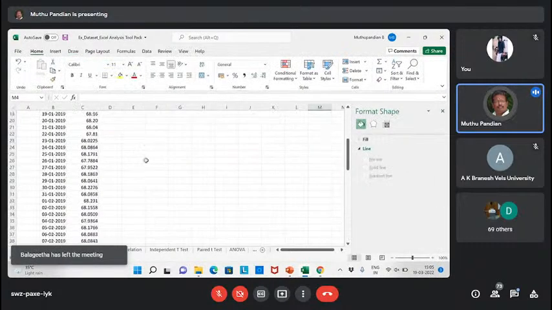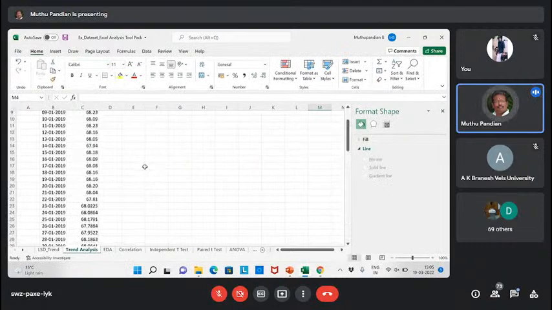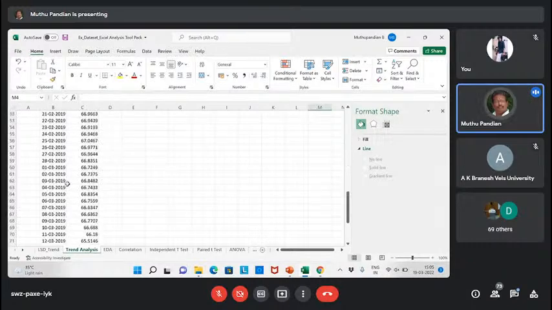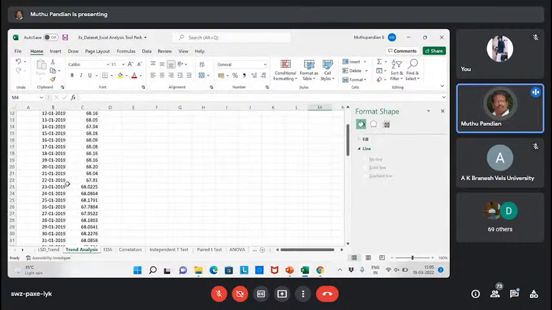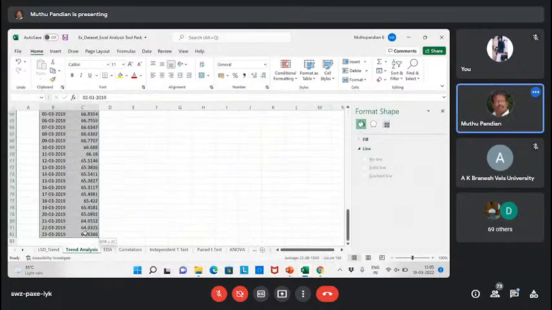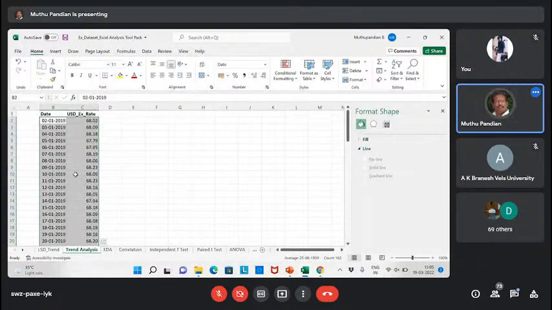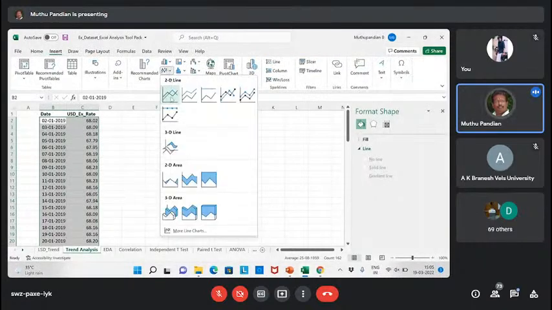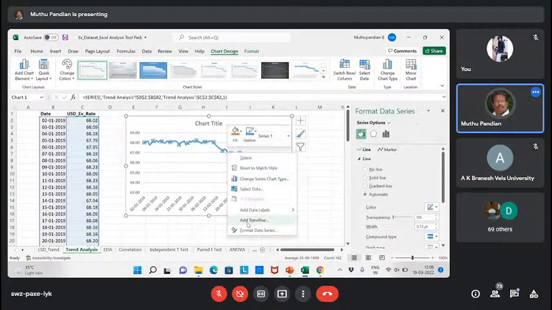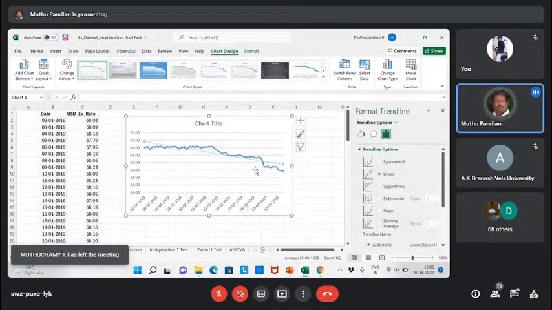So this is our data, related to USD INR exchange rate data for three months of 2019. First I will draw a line graph. This is financial series data. I'm going to insert a line graph. This is my data, and for this data I want to add a trend line. So I get the trend line.